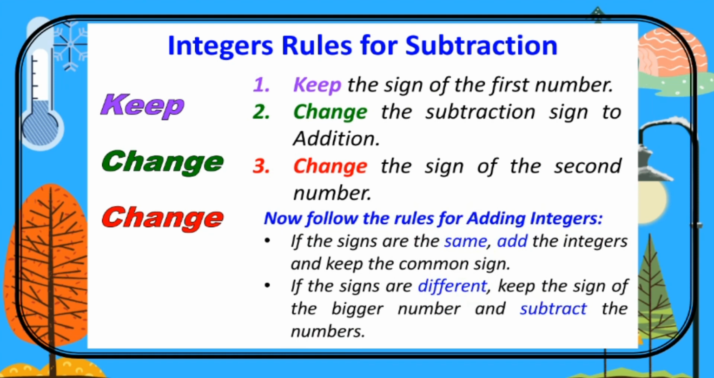So, napaka-importante nun. If the signs are the same, add the integers and keep the common sign. If the signs are different, keep the sign of the bigger number and subtract the numbers. So yan po yung SATs. Same sign, mag-add. Different sign, mag-subtract. Pero ang susundin nating sign ay yung bigger number.